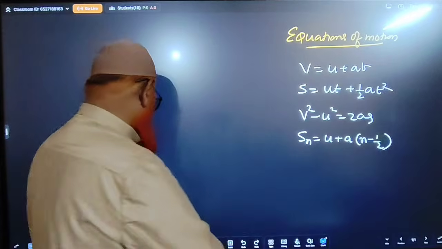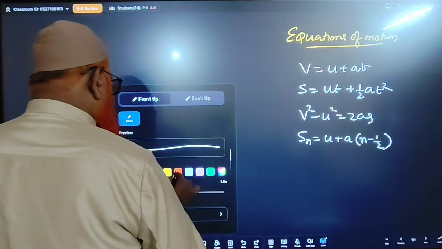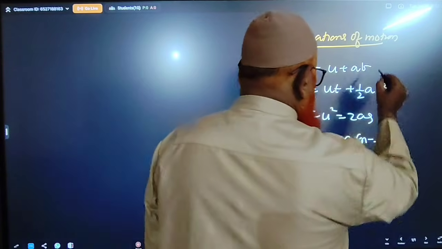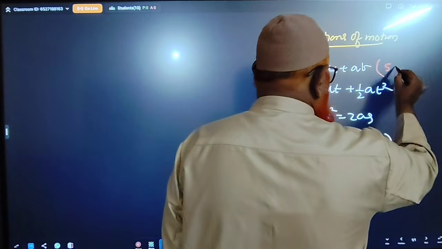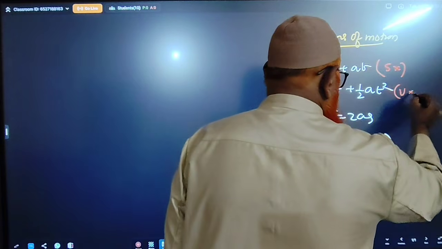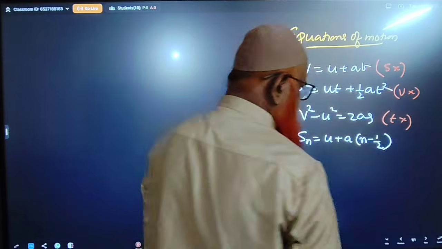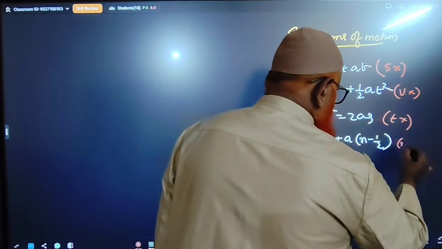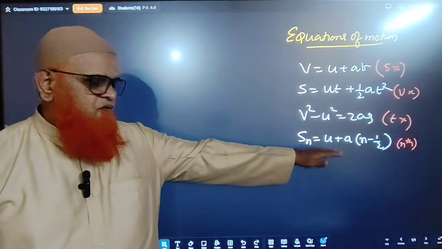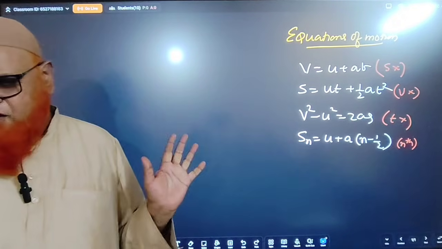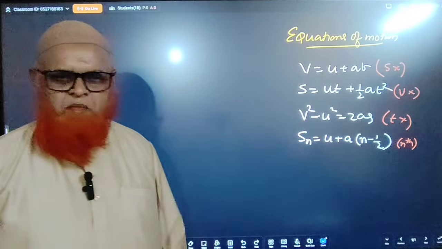Now let us see what's going to happen. If you see this, what are the important things you'll notice in the first equation? In the first equation, there is no displacement, no final velocity, no time here, and this is the formula used only for the nth second. Where to apply this formula is very easy to find out. For the 5th second, 6th second, 3rd second, 1st second, you use this formula.